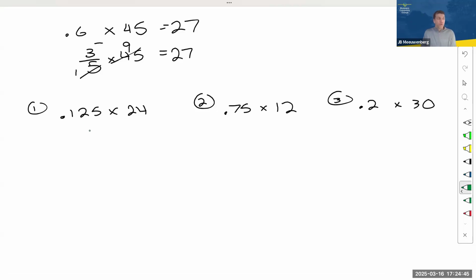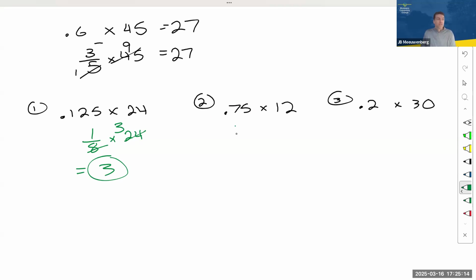If you recall from before, 0.125 is equal to 1/8. And as soon as I replace that 1/8, maybe you're already starting to notice something. 1/8 times 24 is the same thing as 24 divided by 8. Or maybe you're thinking about it in terms of cancellation. 8 and 24 cancels to be 3. 1 times 3 is 3. And that's it.